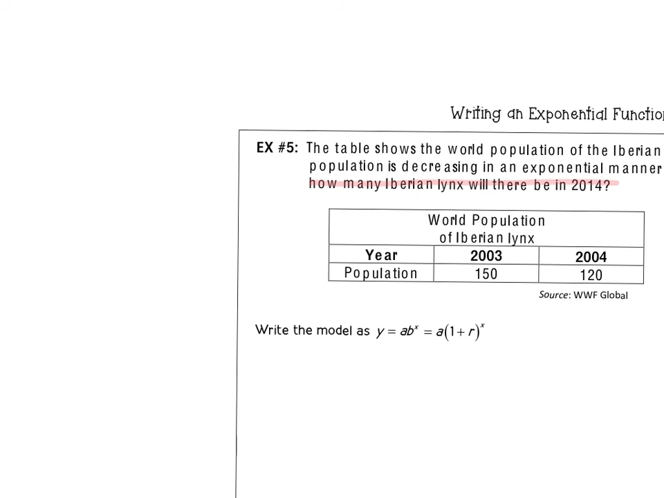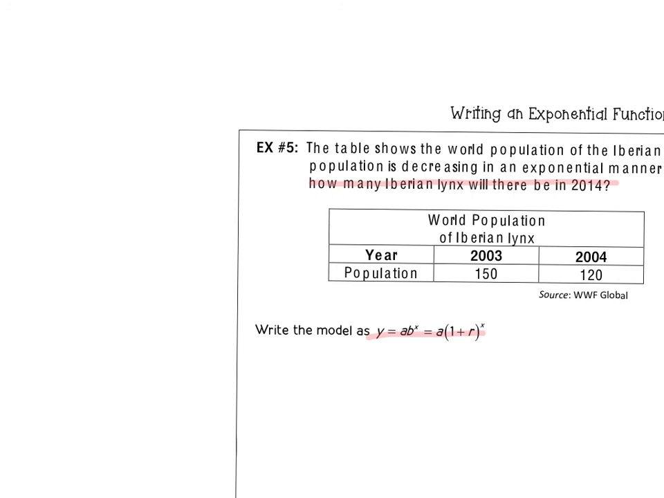There's a couple of things we need to figure out, and it does say to write the model as this, okay? As you can see, this is the same model as A times B to the X. So A is our initial amount, so we're not investing this time, this is our initial amount of lynx. And then our B is this 1 plus R. It's 100% of the population plus or minus the growth or decay, raised to the number of time periods. Okay? So step one.